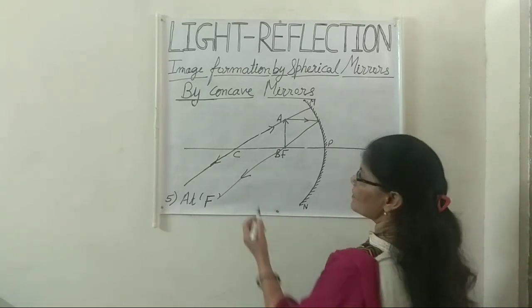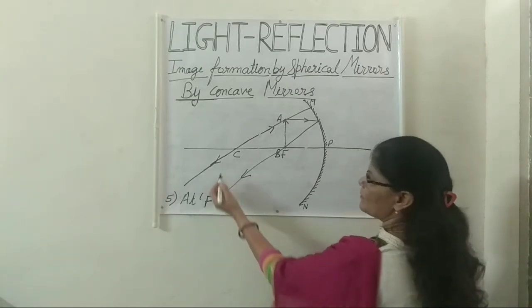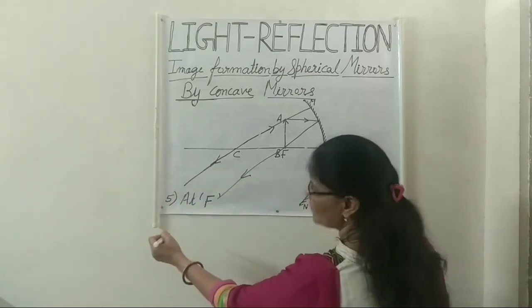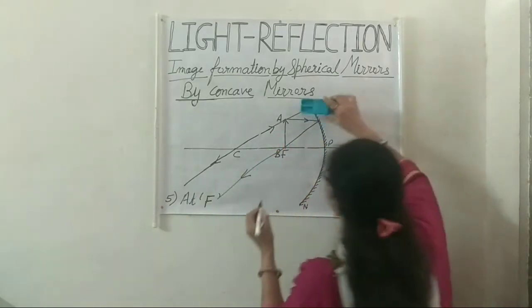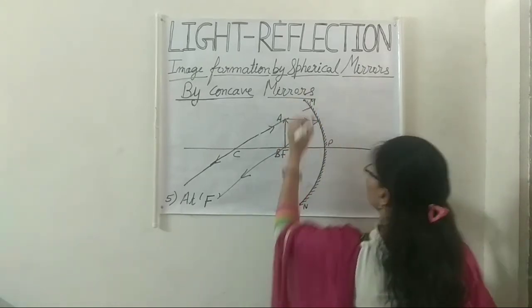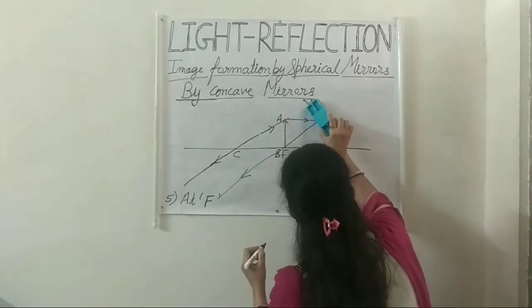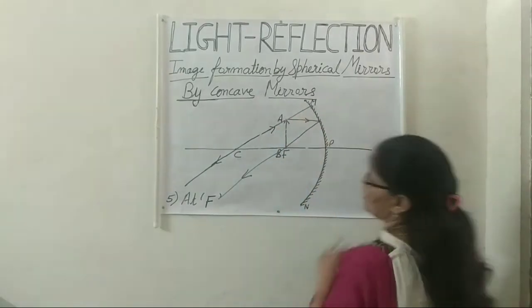Here both the reflected rays are not meeting anywhere. When we extend this, they will not meet anywhere. When we extend here also, they are going parallel. At the back side also, they are going parallel. They are not meeting at the back side also. So here the image formation will be at infinity.